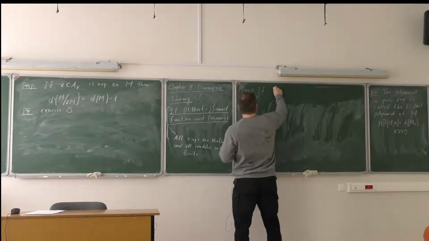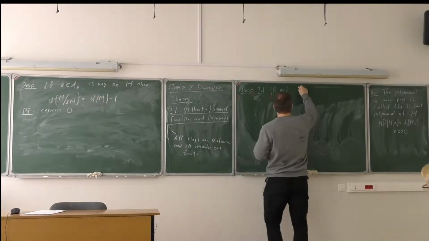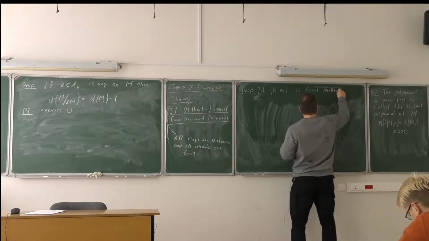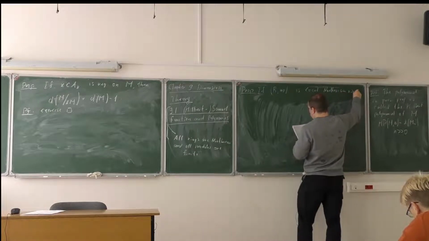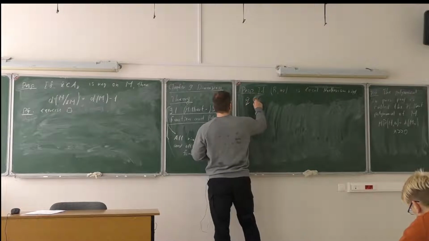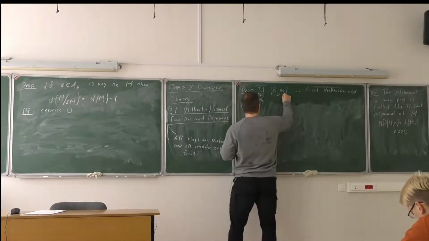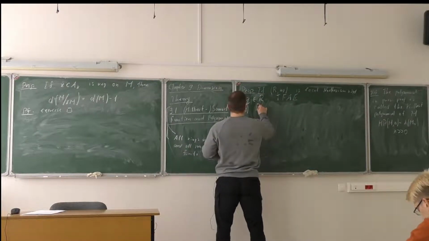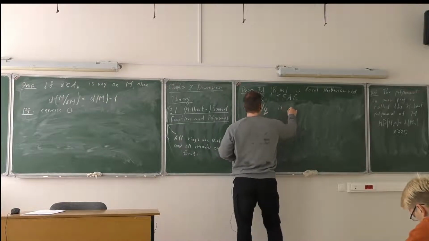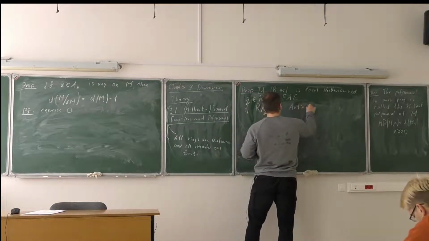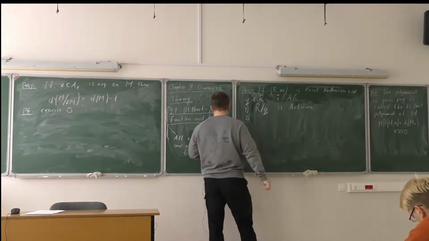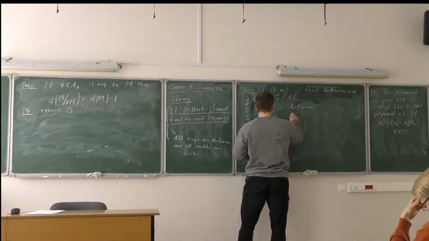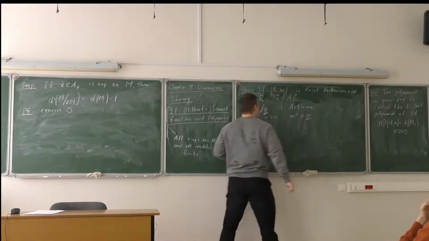If we have a local Noetherian ring, and we have an ideal Q in R, then the following are equivalent. So four conditions. Condition 1: the quotient by this ideal Q is Artinian. Condition 2: there is a positive integer n such that m to the n is contained in Q.